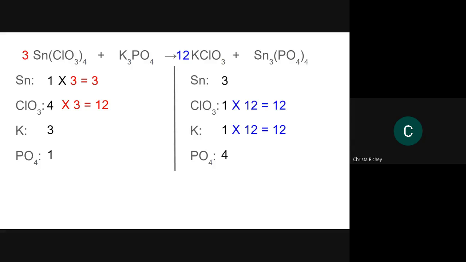Start over again. 3 is equal to 3. 12 is equal to 12. How do I make 3 and 12 the same number? What do I do to the left side? Times 4. This goes in front of the compounds. Hold on. Distribute it to the phosphates. 1 times 4 is how many? 4. Okay, start over again. 3 is equal to 3. 12 is equal to 12, and 4 is equal to 4. So what's that missing number in front of the tin? 1. This is also a double replacement reaction. The coefficient order would be 3, 4, 12, 1.